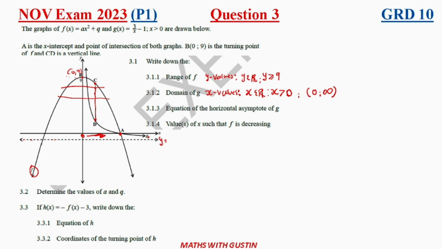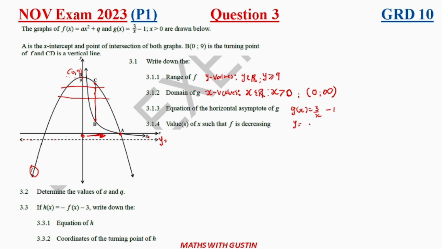So what would you do to find this one? What we can do in this case is have a look at the graph of g. The equation of g of x is given by g of x equals 3 over x minus 1, where x is greater than 0.